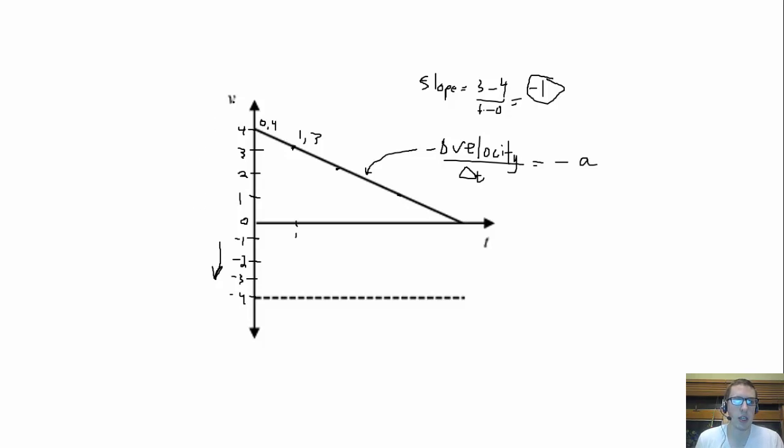Now, if we said that this is velocity and it's in meters per second, and this is in seconds, I should put this in parentheses, we know it's negative 1 meters per second squared. And that is our slope. That is also our acceleration, meters per second squared.